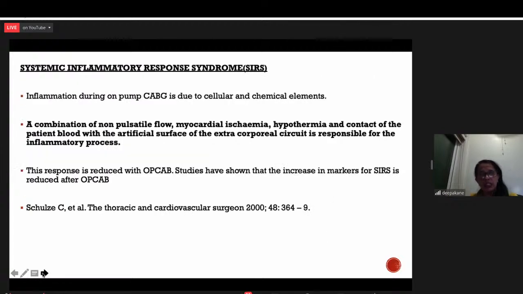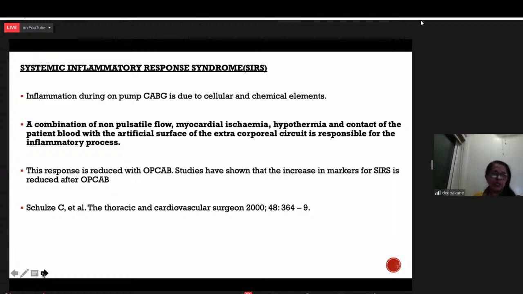What about SIRS? A combination of non-pulsatile flow, myocardial ischemia, hypothermia, and contact of the patient's blood with the artificial surface of the extracorporeal circuit is responsible for the inflammatory process. So obviously, in off-pump, the markers for SIRS are found to be reduced compared to on-pump surgery.